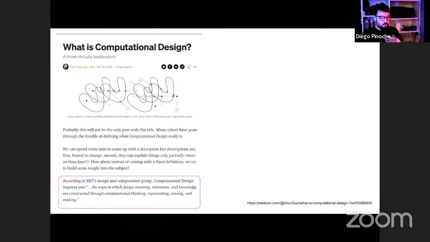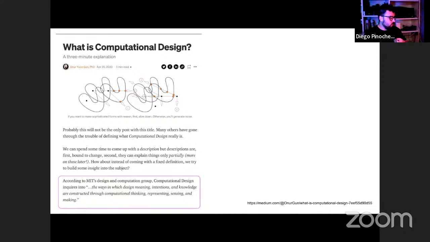We engage in a conversation, because one of the reasons for coming here to MIT, the only place that I really wanted to come to continue my grad studies, is the vision of what computation is that my group has, the design and computation group. And there is a really good post from Onur Yüce Gün, a good friend of mine, on Medium. You should read it, because it explains very well what I'm talking about when it comes to using computation or computational design. He puts the description of the computation group at MIT about what computational design is: the way in which design meaning, intentions, and knowledge are constructed through computational thinking, representing, sensing, and making.